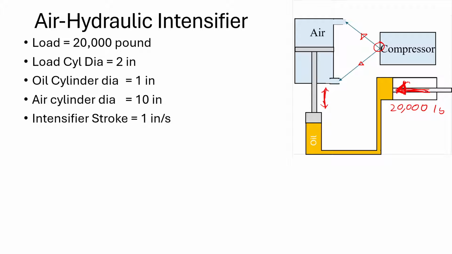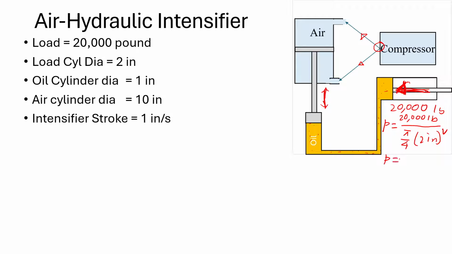It's coming this way, and that will pressurize this oil. According to Pascal's law, it will have the same pressure everywhere. This device is just one compact piece, so there are no elevation changes, so ignore that. Simply, the pressure developed by this 20,000 pounds would be this divided by the area of the load cylinder, which is pi by 4 times 2 inches squared.